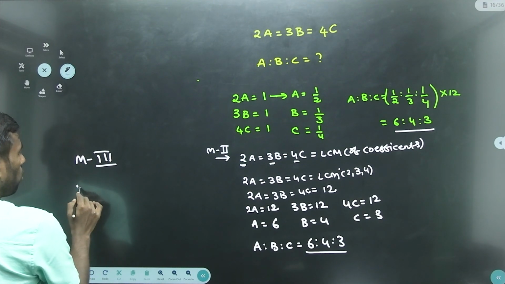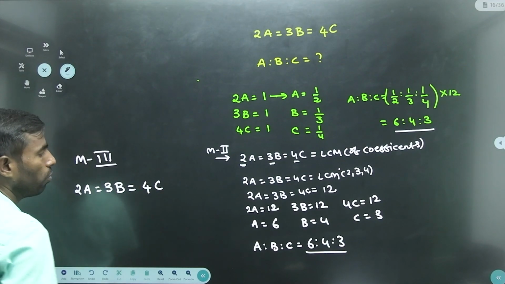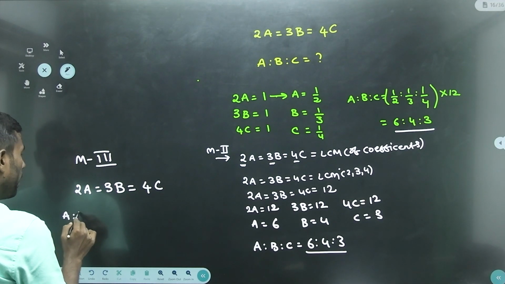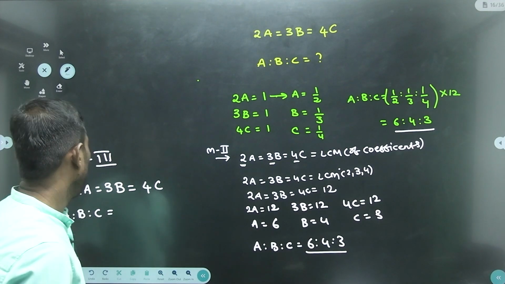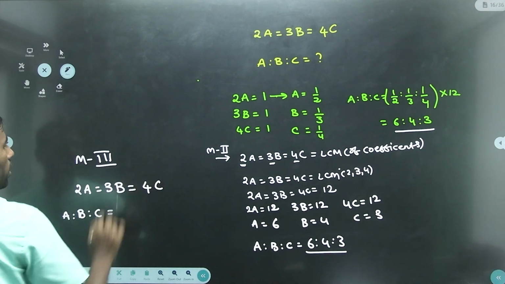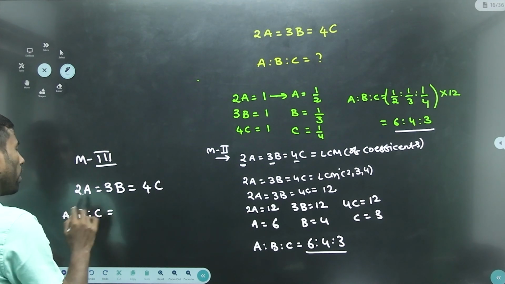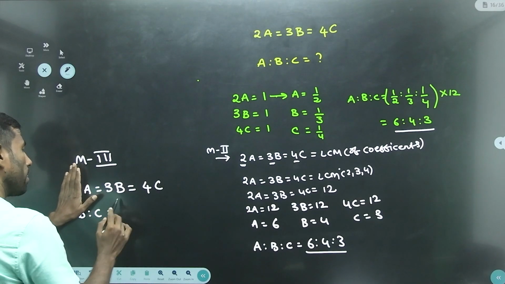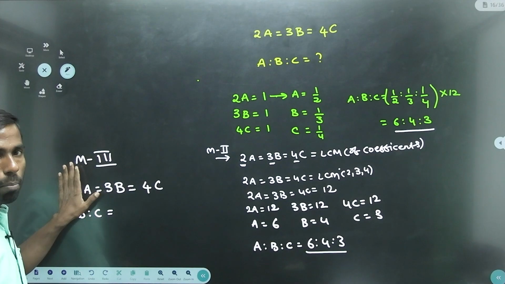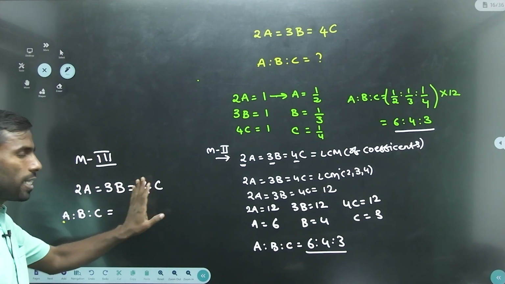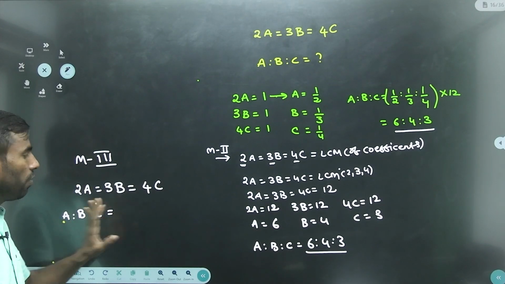Method 3. 2a equals 3b equals 4c, to find the ratio of a is to b is to c. Now, what we do? To find the a ratio value, don't take the coefficient of a. Close a, take the coefficients of b and c and multiply those two. If you take a, close it; if you take b, close b; if you take c, close c.